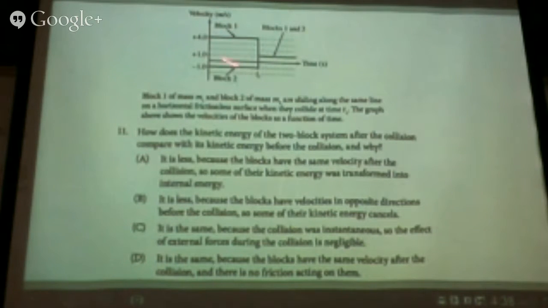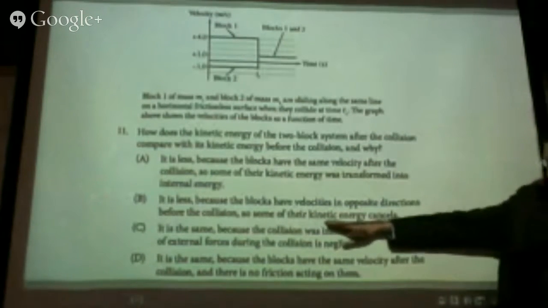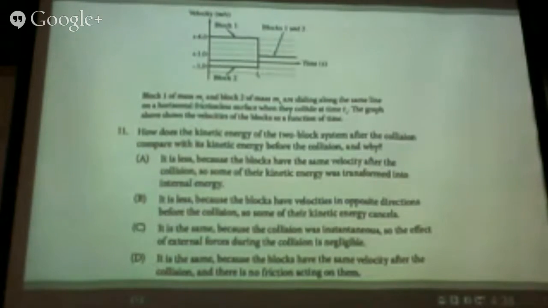Okay. Well, let's look at B first, and this idea right here: some of their kinetic energy cancels. If we had some of the kinetic energy canceling, what that would have to mean is that we have some positive kinetic energy from one and some negative kinetic energy from the other. Is that possible? No. It's not possible. We can't have negative kinetic energy.